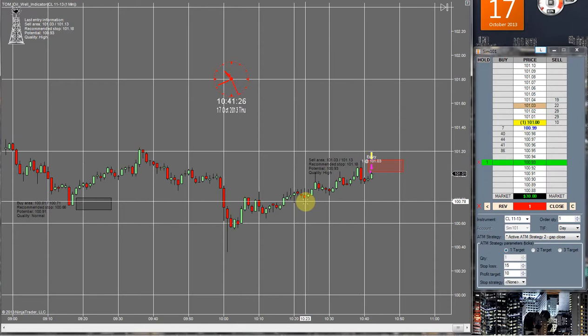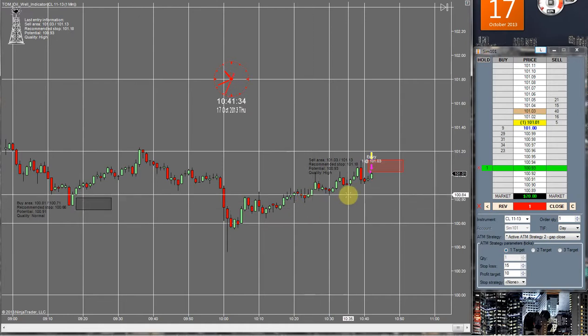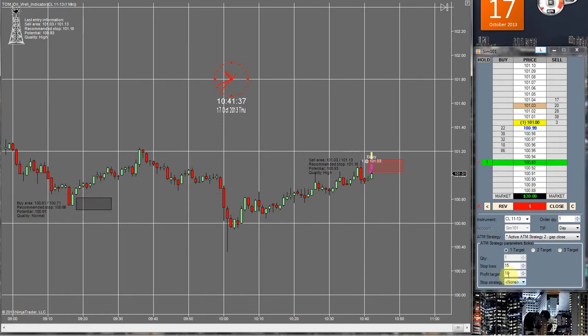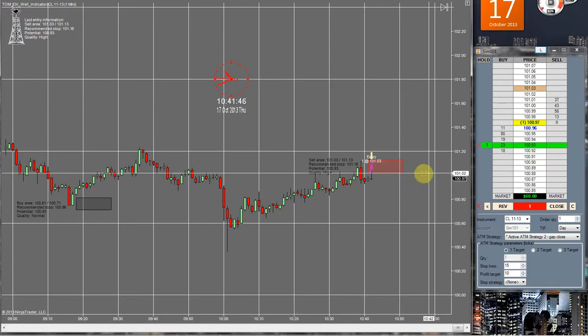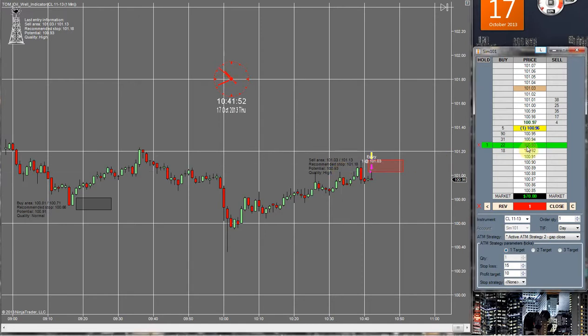And we're going to watch and see what happens here. And like I said, our stop and take profit are automatically entered. And I believe our potential is 100.93, which is exactly where we're set up at, so that's perfect. And our stop is up here at, where is it at? 101.18. And their stop area is 101.18, so we're good to go here.